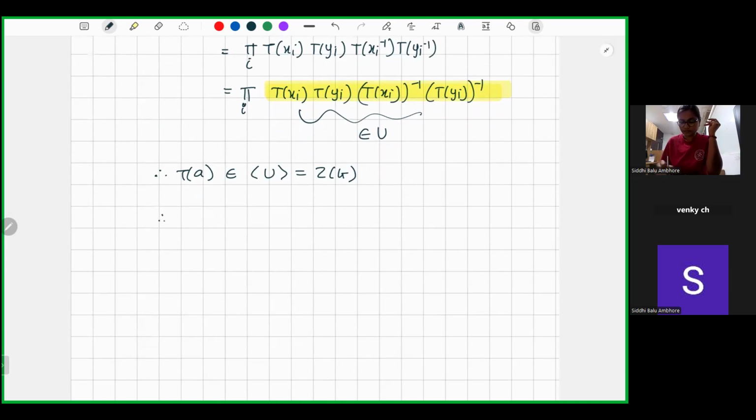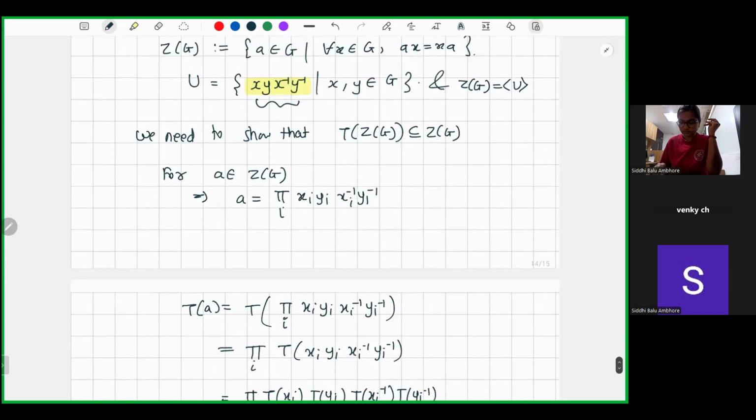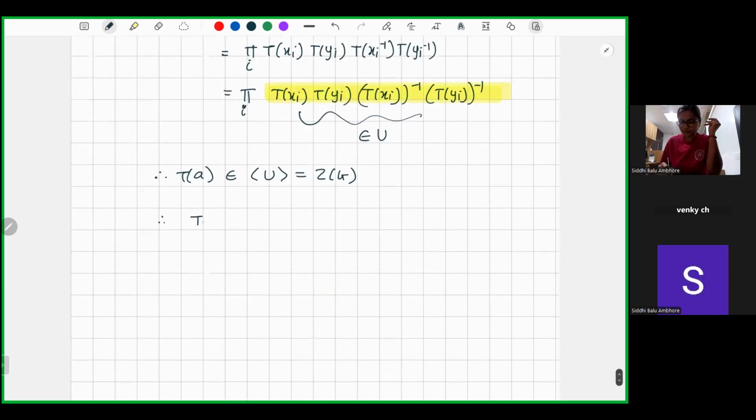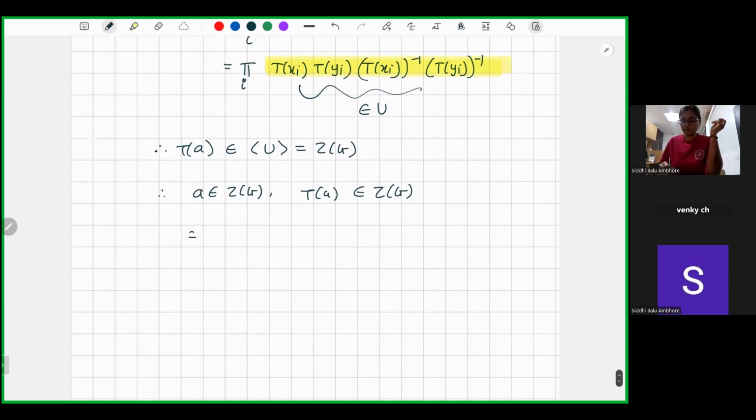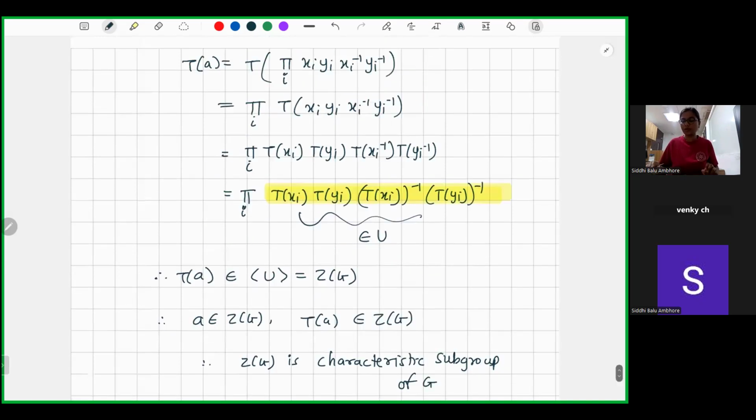Therefore for A belongs to ZG, I have T of A belongs to ZG. And this is true for any given automorphism T. Therefore ZG is a characteristic subgroup of G. I hope you understood this.